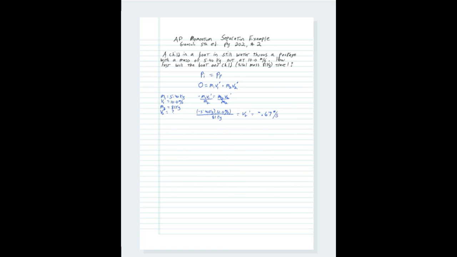So it moves in the opposite direction at 0.67 meters per second. So it's clearly much slower than the package, but that's what we would expect, considering the fact that the package has much less mass than the boat does. So to have the same momentum, it's going to be moving a lot slower, and it's negative because the two momenta have to add to zero. And that's it.